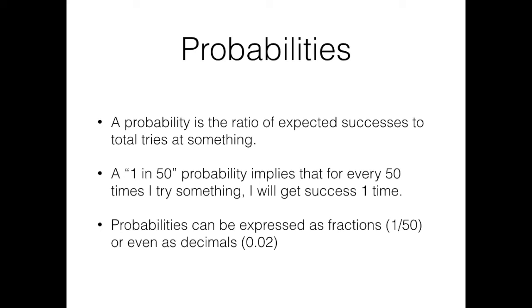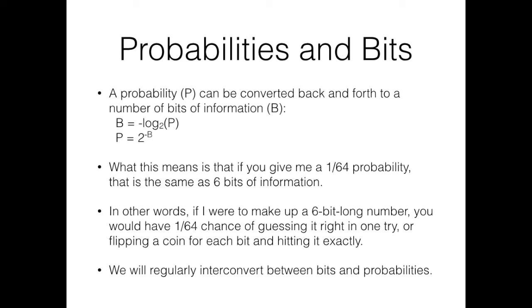Now, a probability, as you probably know, is the ratio of expected successes to total tries at something. So if I have a 1 in 50 probability, that means for every 50 times I try it, I'll get success one time. We can express these as a fraction or even as a decimal. The interesting thing is that probabilities and bits can be converted back and forth using logarithms. The number of bits is the negative log base 2 of the probability, and the probability is 2 to the negative number of bits. What this means is simply that if you give me a 1 in 64 probability of something, that's the same thing as giving me 6 bits of information.